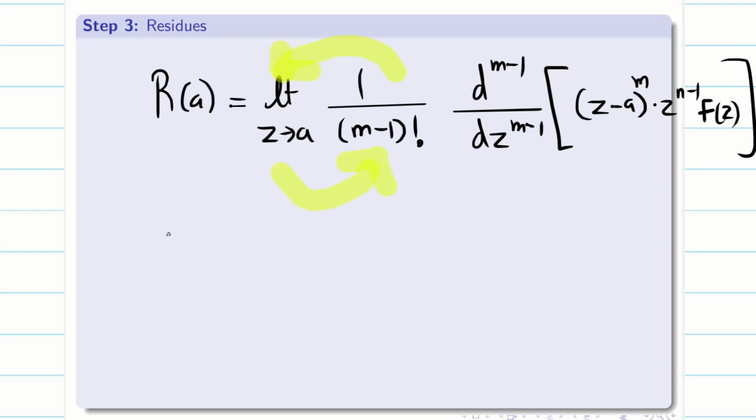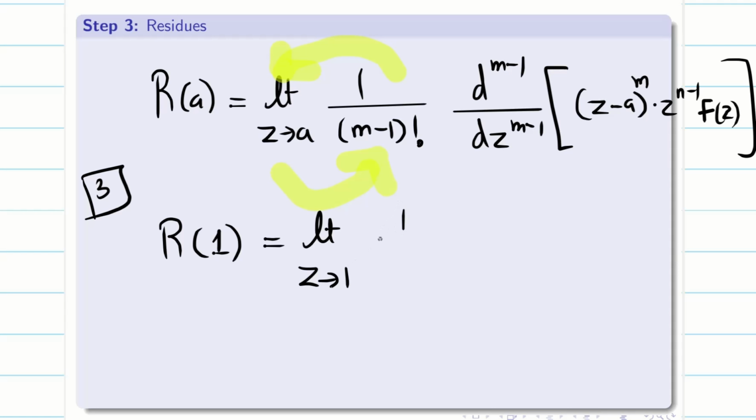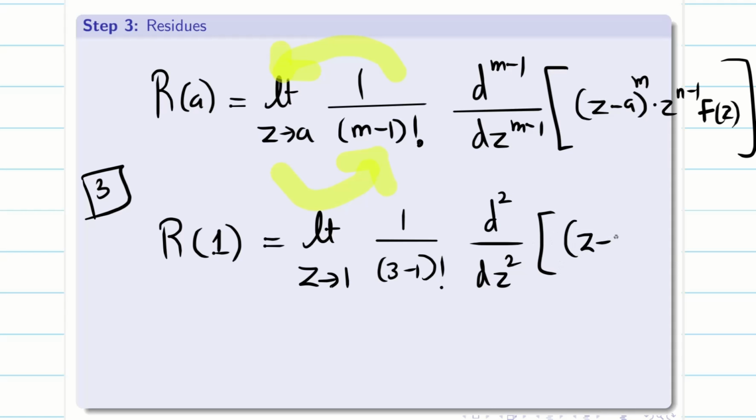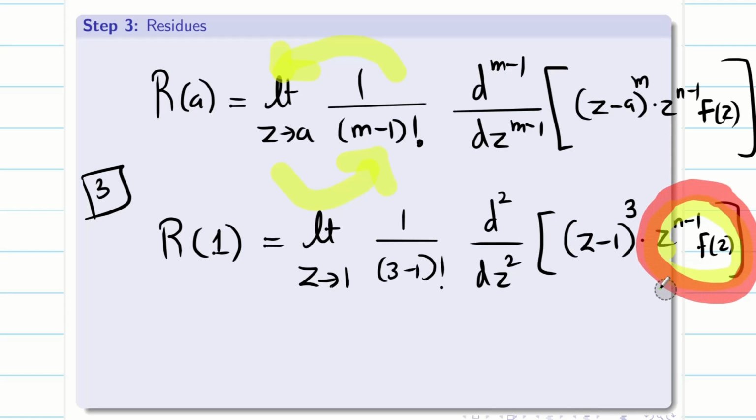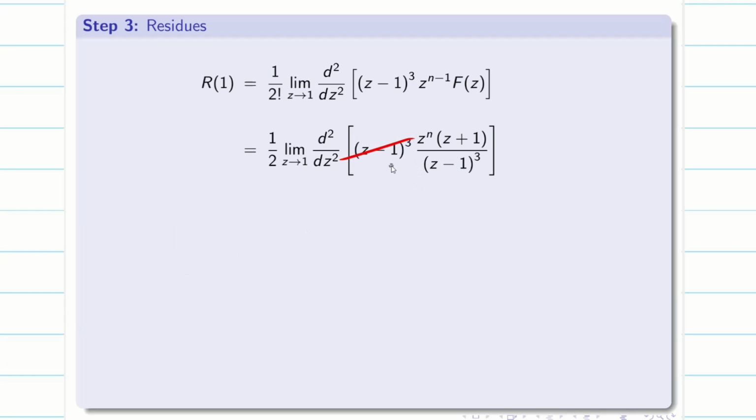Now according to the problem, we have r of 1 is the pole of order 3. So limit z tends to 1, m is 3, so 3 minus 1 factorial, that is 2. Here 3 minus 1 is 2, we have to differentiate twice. Here (z minus 1) whole cube and z power n minus 1 f of z. This z power n minus 1 f of z we have found from step 1. Next, substitute the value of z power n minus 1 into f of z. We will be getting this. Now (z minus 1) whole cube, (z minus 1) whole cube get cancelled.